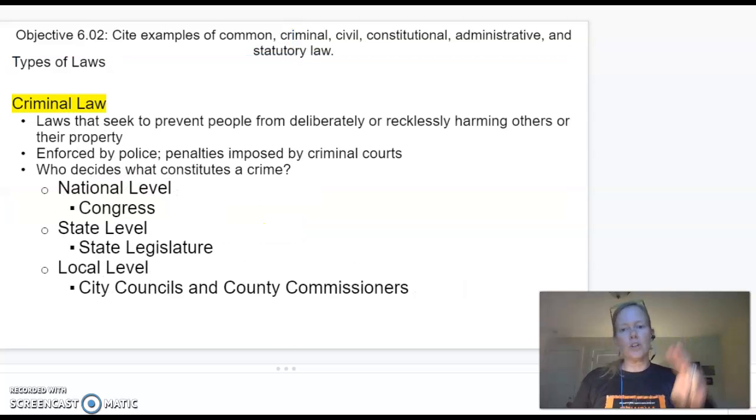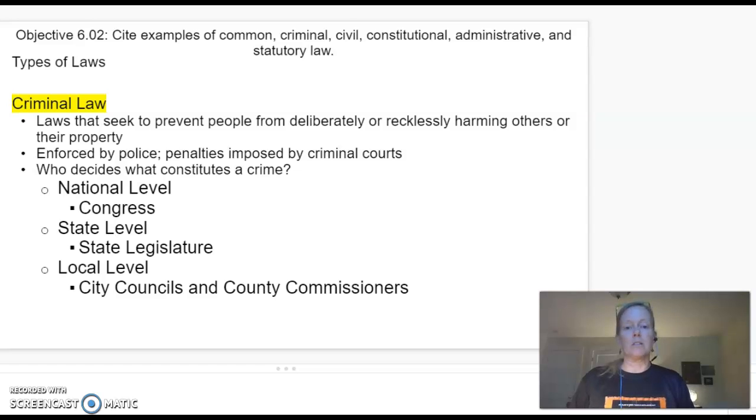Criminal law. This is number 2 under types of law. This one you're probably way more familiar with. We do more parts of this unit on both civil and criminal. But at a basic level, laws that seek to prevent people from deliberately or recklessly harming others and their property. When these are codified into our legal system, this is criminal law, okay? How do we enforce criminal law? That's the cops. In some cases, maybe FBI or things like that. State Bureau of Investigations. These are all various things we'll talk about on another day.